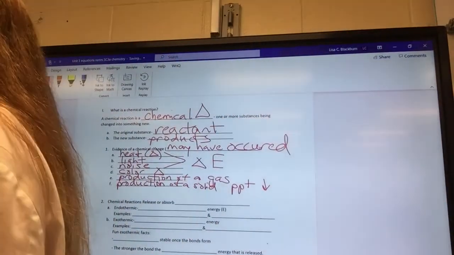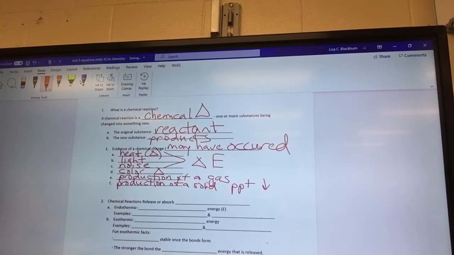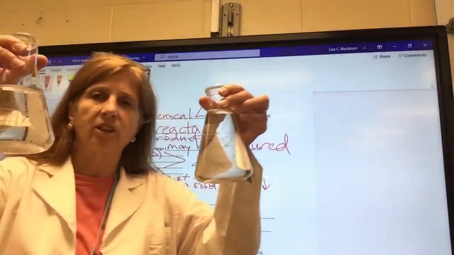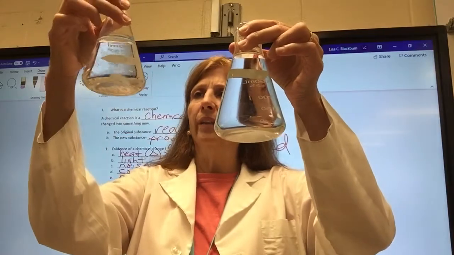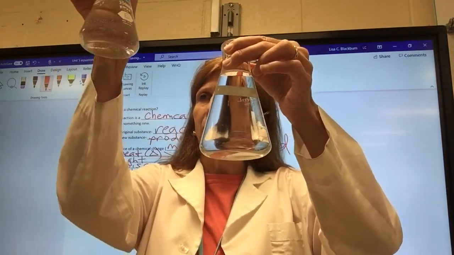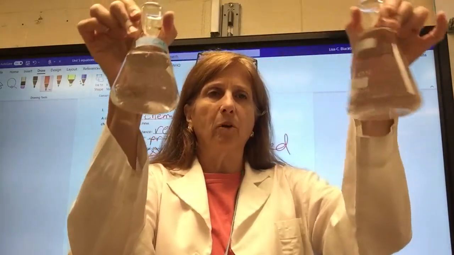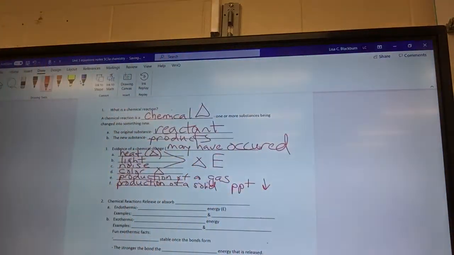Okay, so I brought one to show you, an example of that. Here I have 2 chemicals: sodium carbonate and calcium chloride. I'll show for those at home. They are both clear liquids. The calcium chloride has a few little bubbles in it. The sodium carbonate does not.